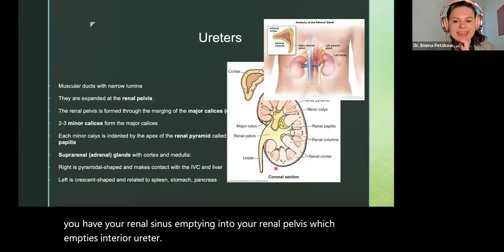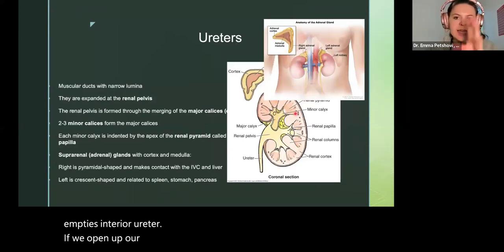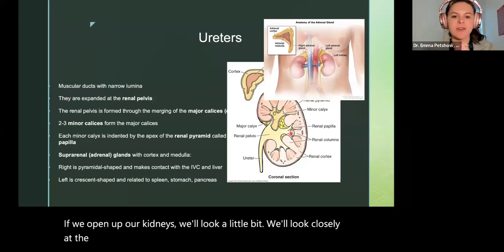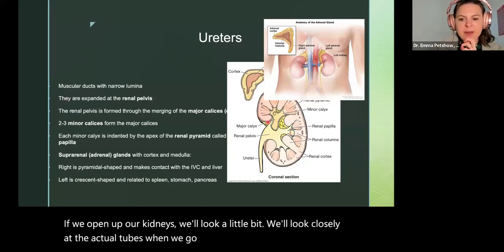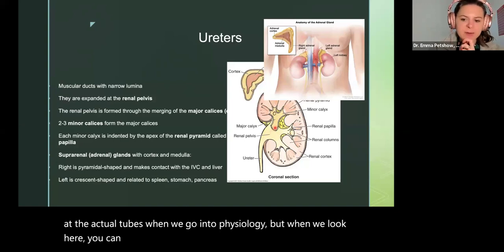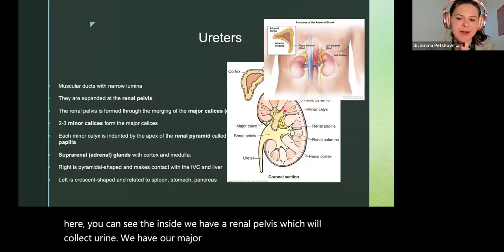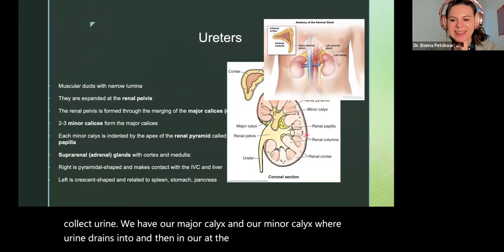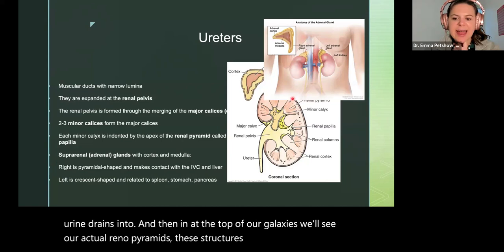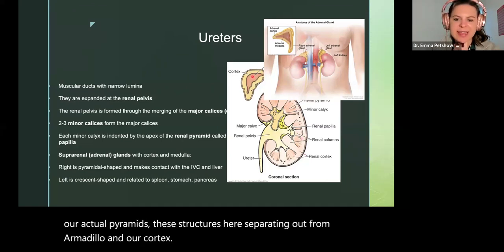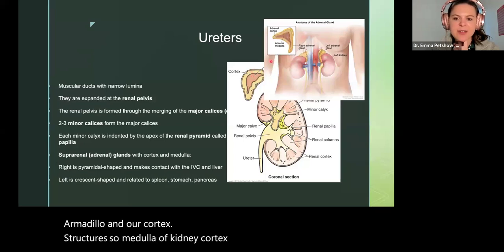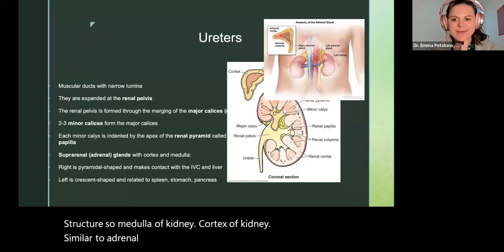If we open up our kidneys, we'll look closely at the actual tubes when we go into physiology. But when we look here, you can see the inside, we have our renal pelvis, which will collect urine. We have our major calyx and our minor calyx, where urine drains into. And then at the top of our calyxes, we'll see our actual renal pyramids, these structures here, separating out from our medulla and our cortex, our different structures. So medulla of kidney, cortex of kidney. Similar to adrenal cortex, adrenal medulla.